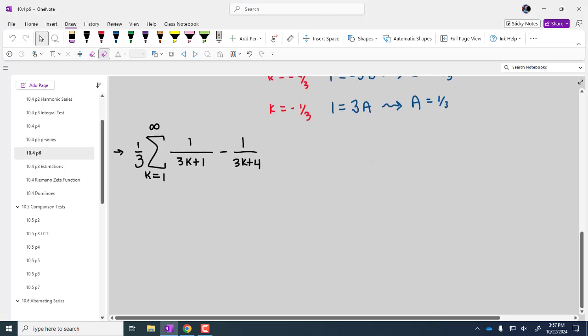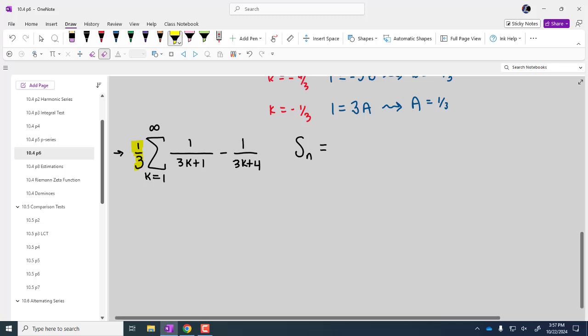All right, so S sub n is equal to, and when I say S sub n, we're forgetting about the 1/3 for now. The third is not going to change whether we have convergence or divergence. Multiplying by a constant changes the value, but not convergence or divergence. So S sub n is the sum of the first n terms.